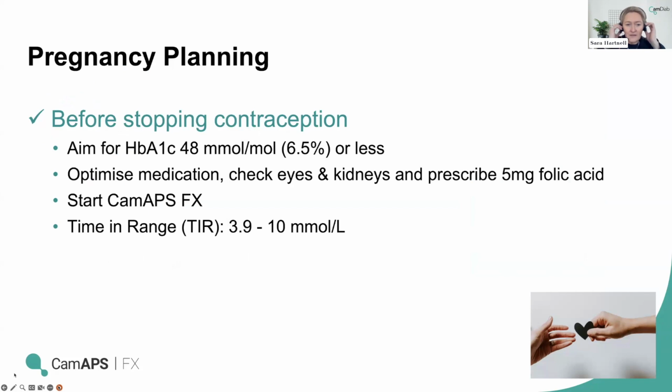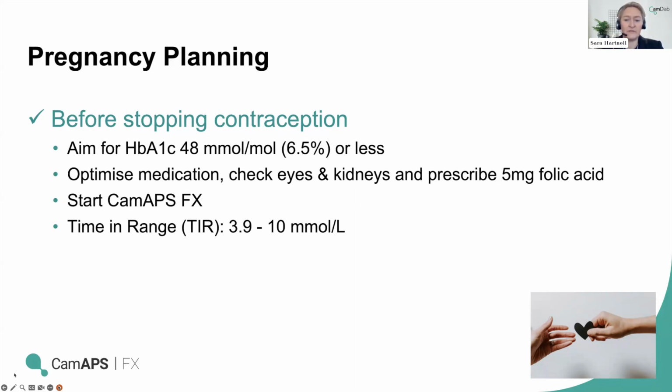So let's go through the different stages of pregnancy and how best to optimize the settings and utilize the app for the best outcomes. So first of all, planning pregnancy. You guys working in pregnancy will know all this in any case. So obviously before stopping contraception, we're aiming for an A1C of 48 millimoles per mole or less, so 6.5% or less. All the things you would normally do around medication, kidney, eye check, folic acid. And we would suggest starting CamAPS FX pre-pregnancy, and the guidelines now are that it can be started and funded for the pre-pregnant population if you're identifying them early enough.